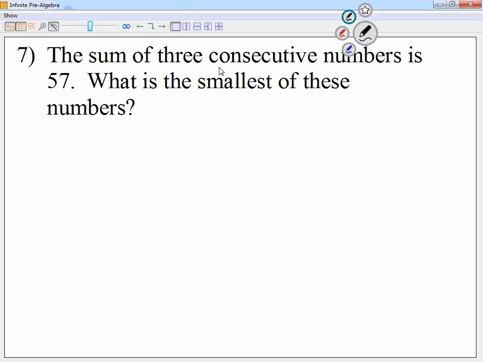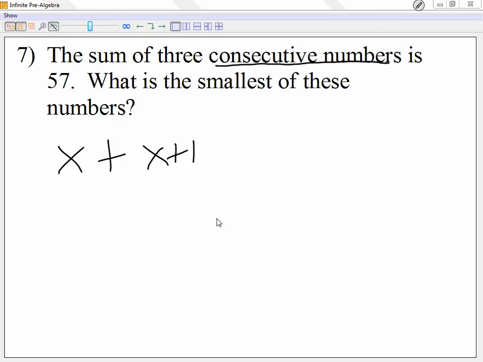A phrase that you guys might not be so familiar with is consecutive numbers. Consecutive numbers are the numbers that are right after the other, like 7, 8, 9, 10, 11. That's what consecutive numbers are. So it says the sum of 3 consecutive numbers is 57. I don't know how big the first number is, so I'm going to call it x. Then I'm going to add it to the next number, which I'm going to call x plus 1. In order for it to be consecutive, I'm going to add x plus 2.